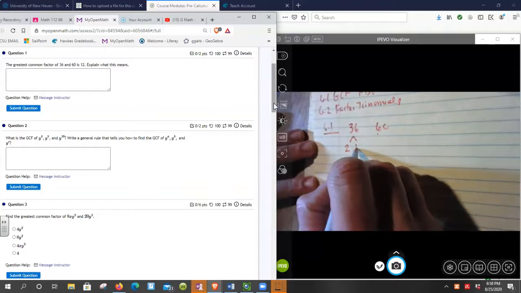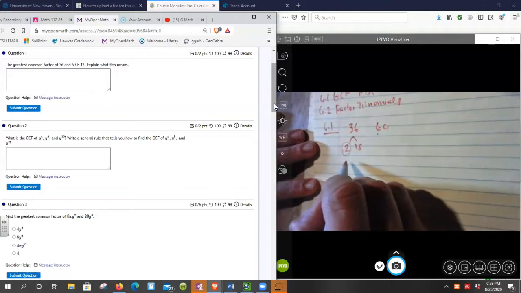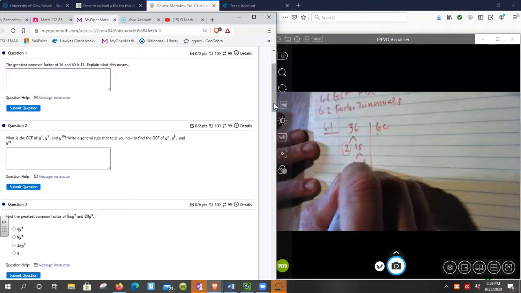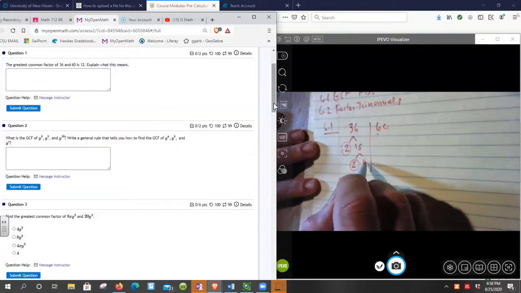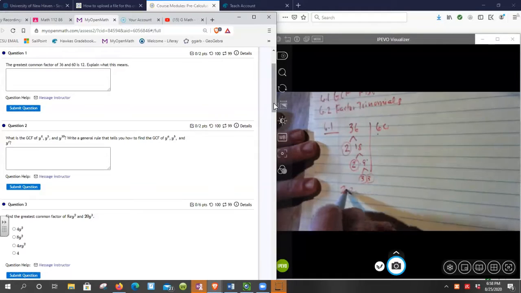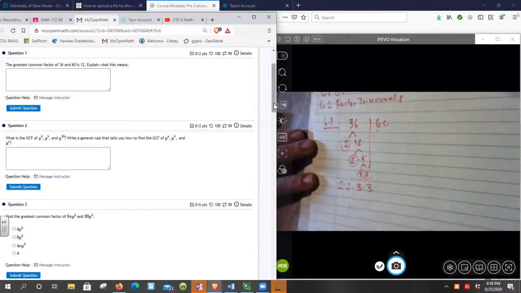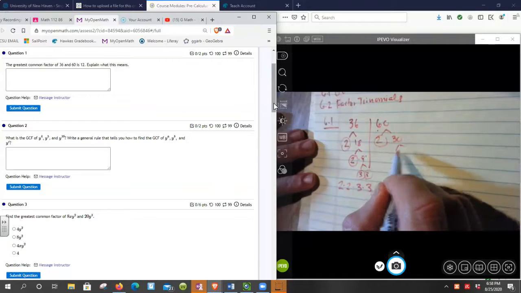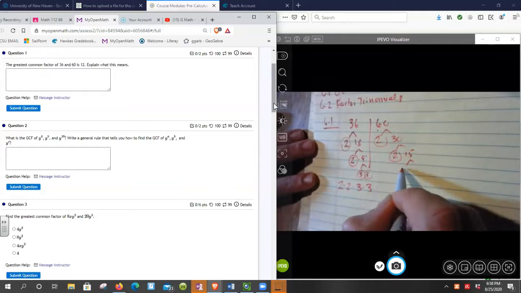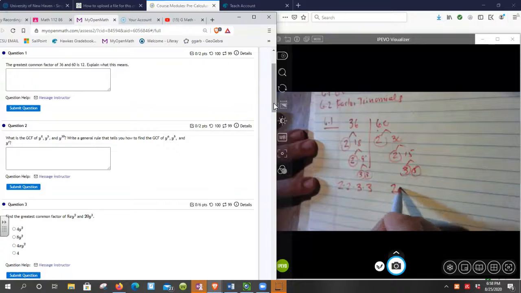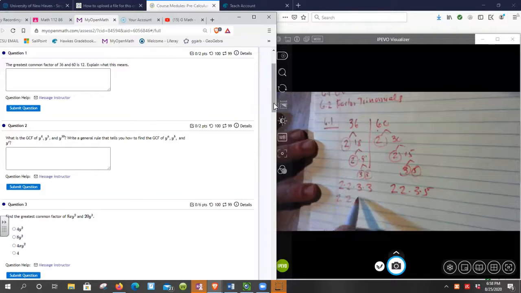So you have 2 times 18, and then circle it when you get a prime number. This is called the prime factorization. Then again, you're going to get 2 times 9. You circle 2 because it's prime, and then 9 becomes 3 and 3. So 36 becomes 2 times 2 times 3 times 3. Now with 60, you do the same thing. You're going to get 2 and 30, and 2 and 15, and then 3 and 5. So 60 becomes 2, 2, 3, 5. If you put that underneath, you get 2, 2, 3, 5.